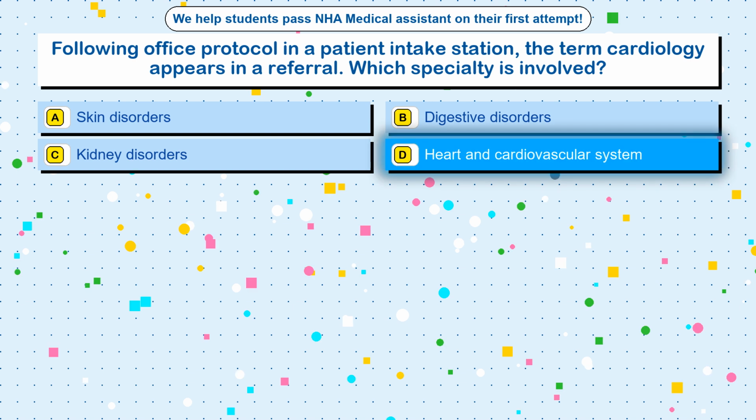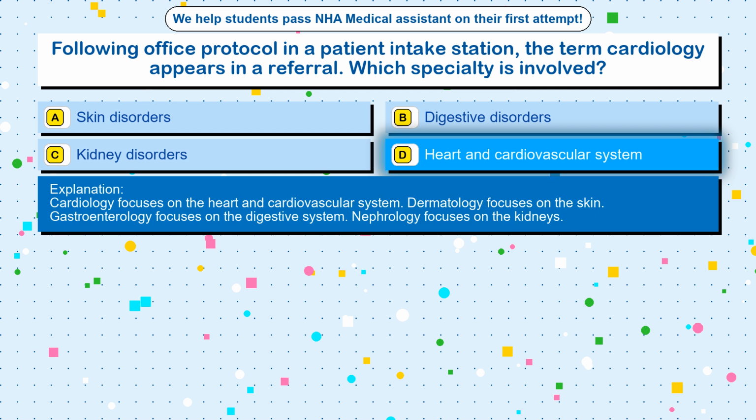The correct answer is option D, heart and cardiovascular system. Cardiology focuses on the heart and cardiovascular system. Dermatology focuses on the skin. Gastroenterology focuses on the digestive system. Nephrology focuses on the kidneys.